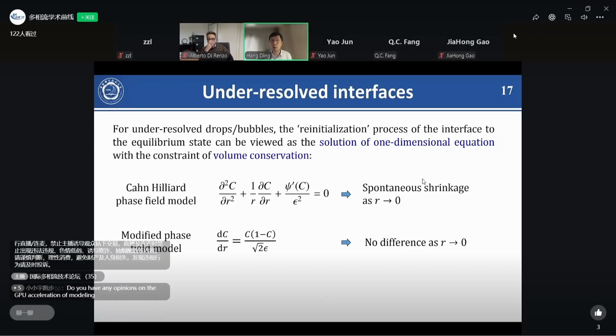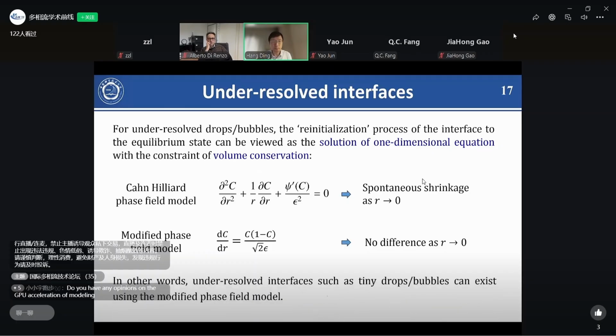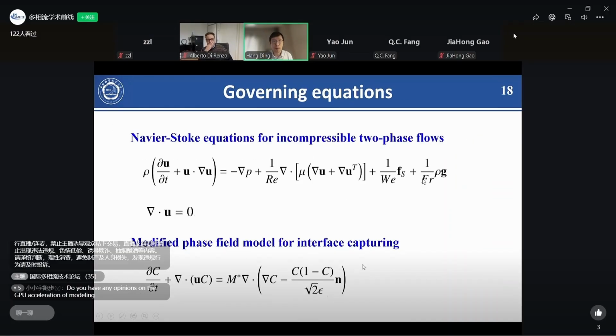So that's the reason why the spontaneous shrinkage occurs, because you cannot get an analytical solution for the interface profile as shown here. But for these modified or improved phase field models, we don't have this 1 over R here. So even if R goes to 0, it doesn't matter. We can still get the solution of the equilibrium state here. Okay. So in other words, on the resolved interface, such very tiny droplets and bubbles can exist using this improved phase field model.